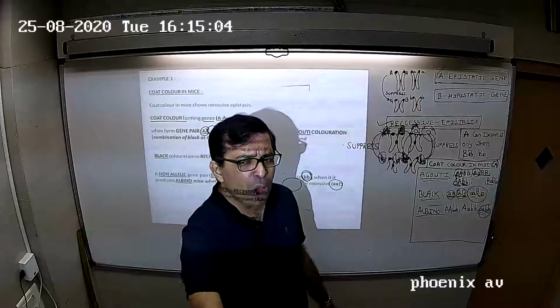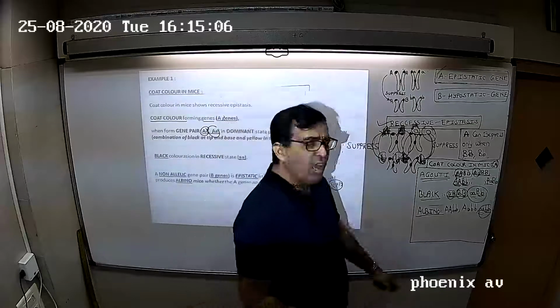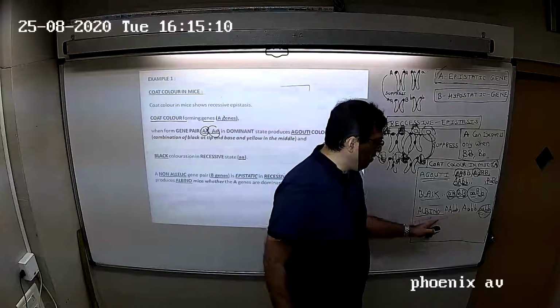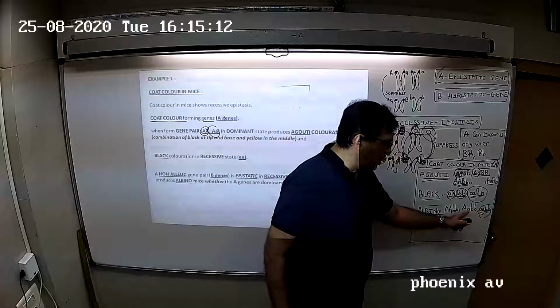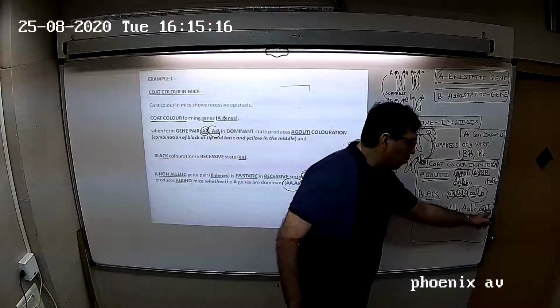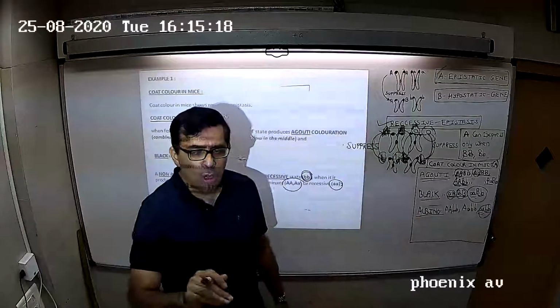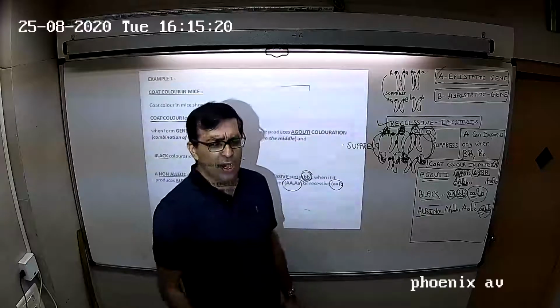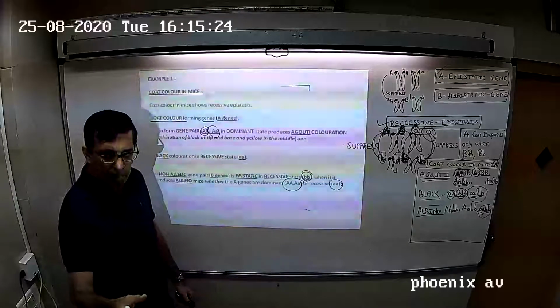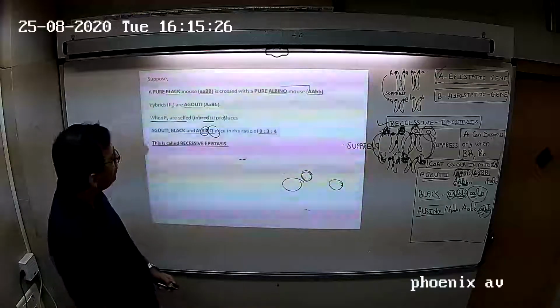So please remember which conditions will form albino. Any small b combination will form albino. Capital A, small b will form albino. Small b will form albino. Remember this for sure. Now, if you have understood this, please see the video ahead.